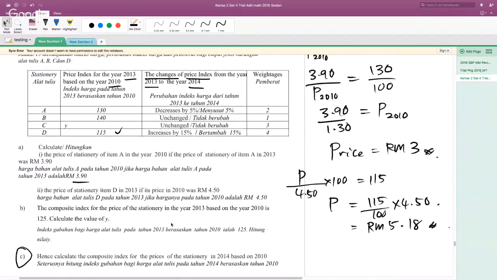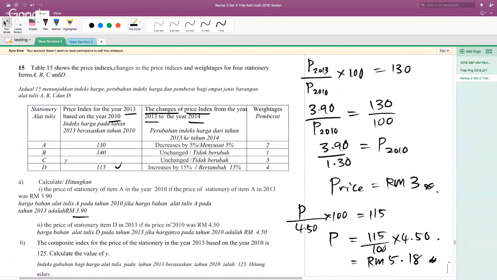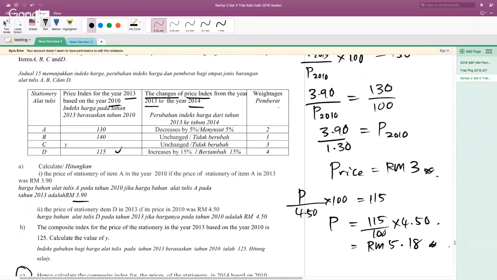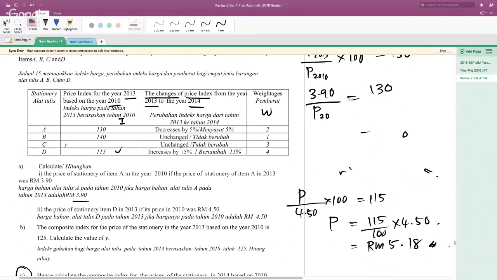Find the value of y. Okay, it's not too bad. So they ask you to find y. So the composite index is 125. So I will just do the composite index. So this is W, and this is I. Since you understand this one, I'm going to erase it.